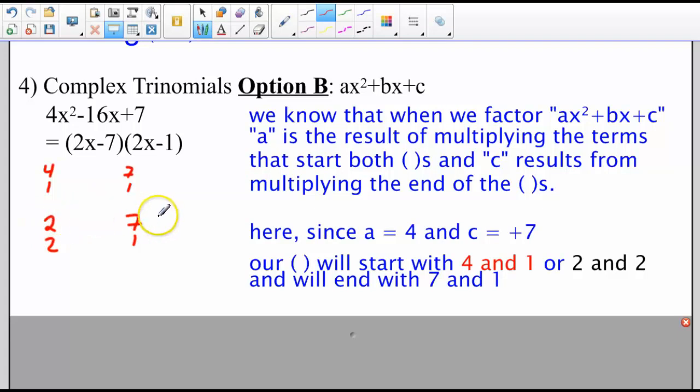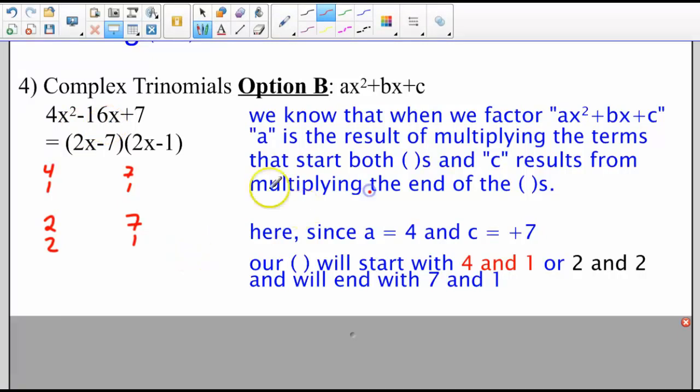If I multiply 2 times 7, I get 14. 2 times 1, I get 2. And 14 and 2, if they can both be negative, will add up to negative 16. So what that means is I will start my bracket.